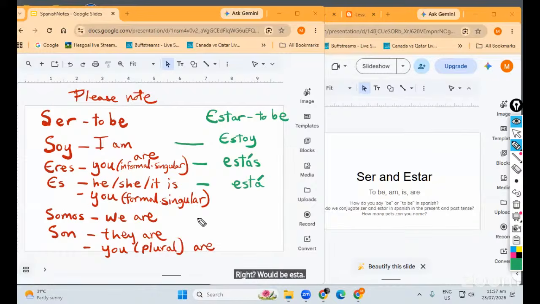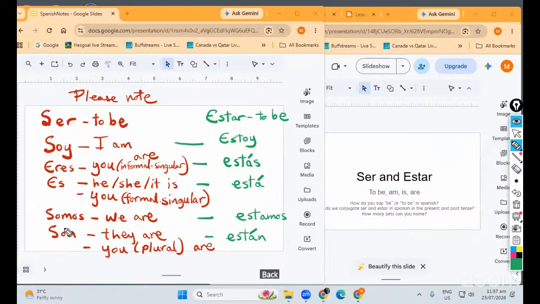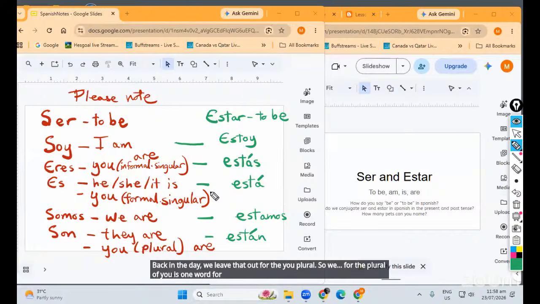We are, estamos, right? Don't forget those accents, right, guys? They are, or you plural are, whether formal or informal, están, right? We do Latin American Spanish, so we don't use the vosotros that used to be here back in the day. We leave that out. For the plural of you, it is one word whether you're friends with the person or not, right?